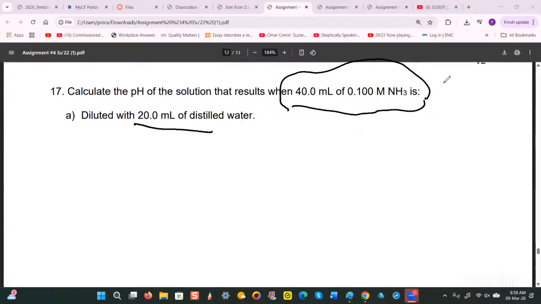Let me just say that you're going to need the Kb, which, if you look it up, is going to be 1.8 times 10 to the minus 5. All right. So if you look it up in the table that I mentioned earlier, that's it. So you're going to need that. So let me hear what you guys have to say about this particular problem. How would you solve it?